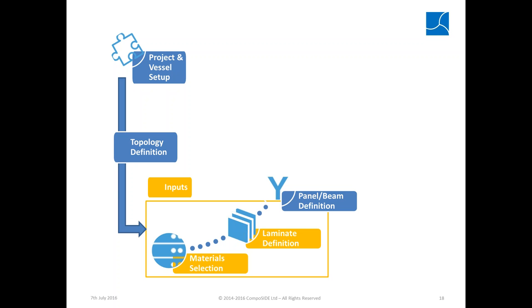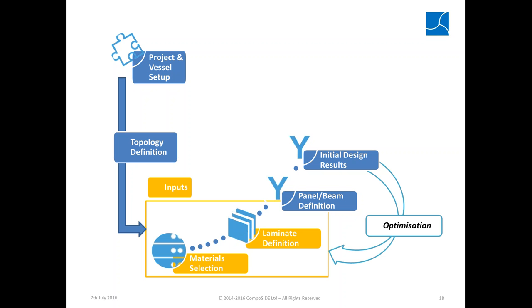So within YachtScant, we need to define our panels and beams. We can do this manually. Then we get our initial design results out very, very quickly once we've inputted our panel dimensions, inputs, and our laminates. Now from here, we can have a very quick optimization loop back into our inputs, play around with our laminate, add a few plies, remove a few plies, increase the core thickness, and really try and get that weight and cost down of your vessel. And again, as I said, all of this automatic updating downstream is really useful in getting that optimization loop tuned and very quick.